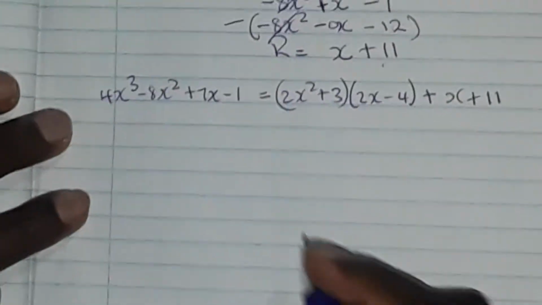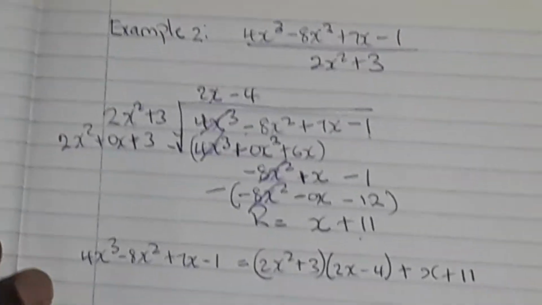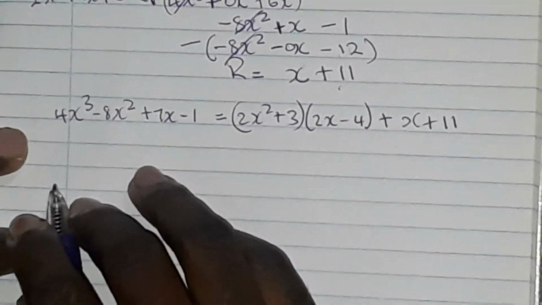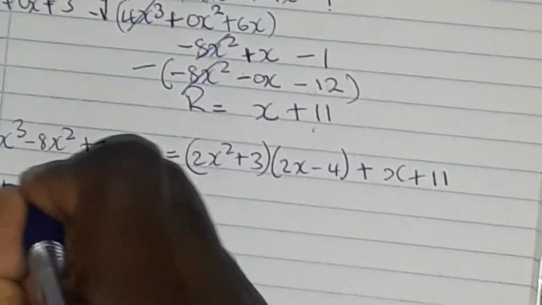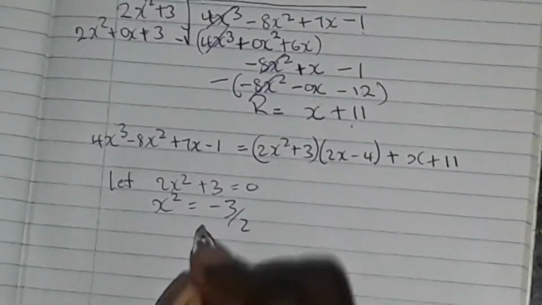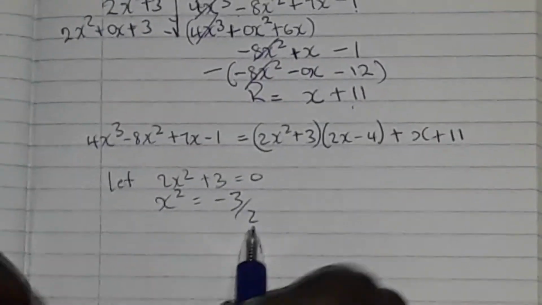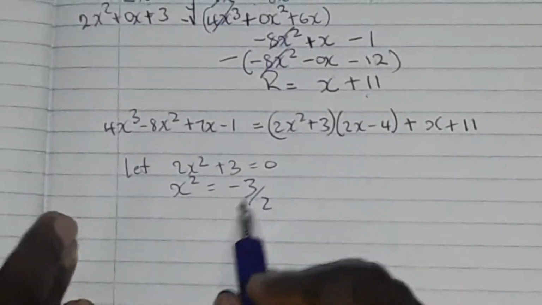And again, to find the x value, I'm gonna say let 2x squared plus 3 equal 0. But x squared will be equal to minus 3 over 2. We're gonna have to leave this at x squared equals minus 3 over 2 because we cannot find the square root of a negative number. So we're going to let this one stay right here.